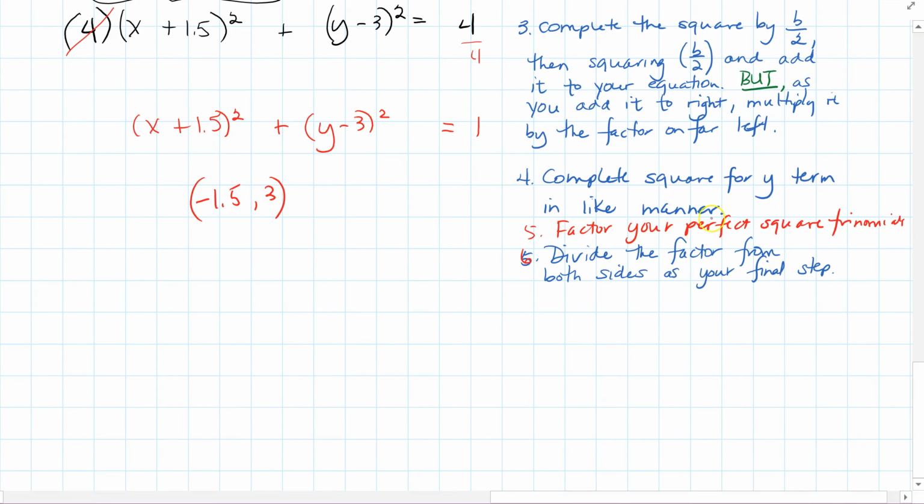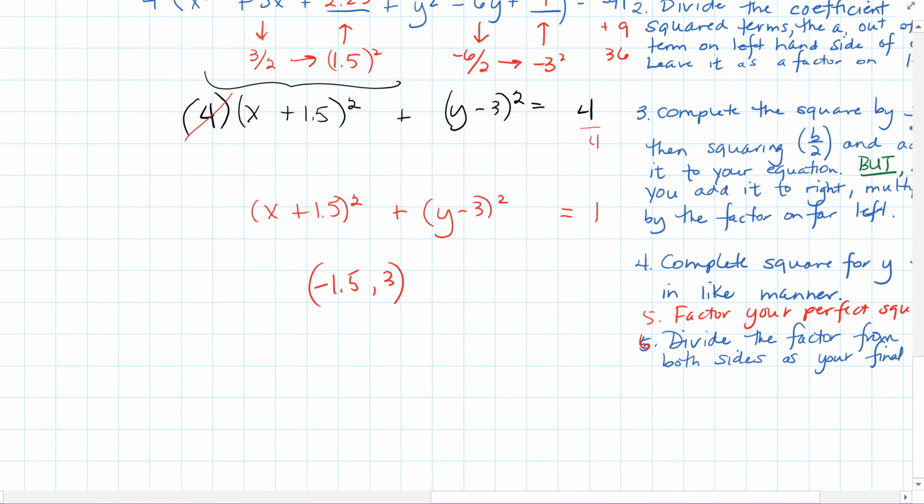Okay, I added that factor your perfect square trinomials and divide. So I added that last step. Oh, the fan is cutting on for this because it's running hot and it's still a long video.